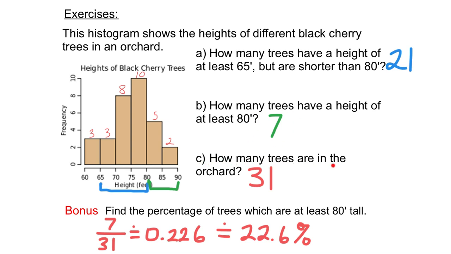Part C, how many trees are in the orchard? Well, 3 here, 8, 10, 5, 2. Add all those numbers together and we get 31 trees in the orchard. The bonus, find the percentage of trees which are at least 80 feet tall. Well, we know there's 7 trees that are at least 80 feet tall out of 31 total trees. So 7 out of 31, 7 divided by 31 is 0.226. That changes into 22.6%. So 22.6% of the trees are at least 80 feet tall.